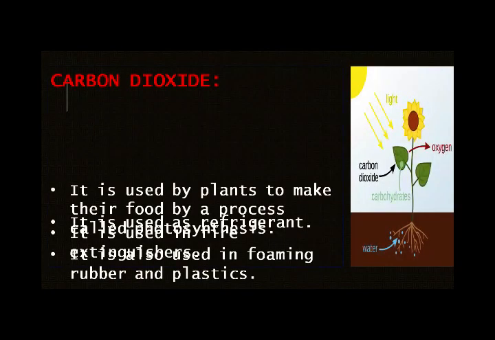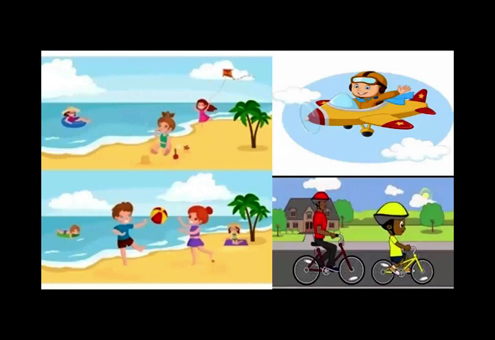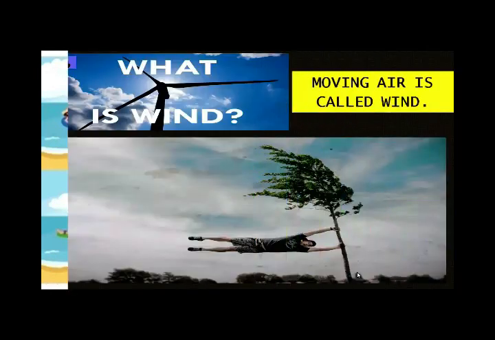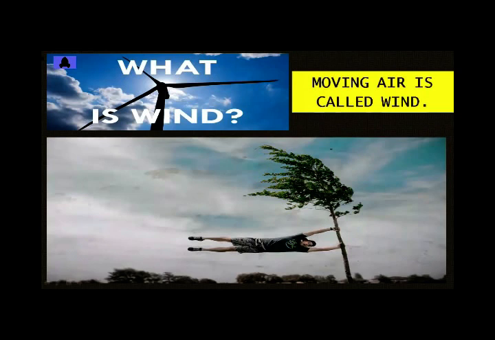Now students, observe this picture. What do you observe? There is a tube, a ball, a kite, aeroplanes, and a cycle with tires. Yes, you are right. These all need air, and the moving air is called wind. What is wind? The moving air is called wind.